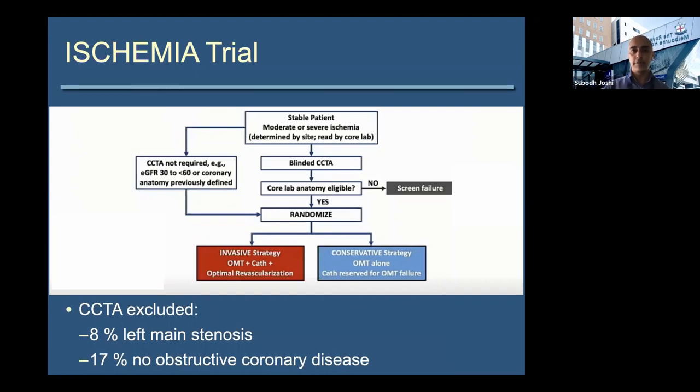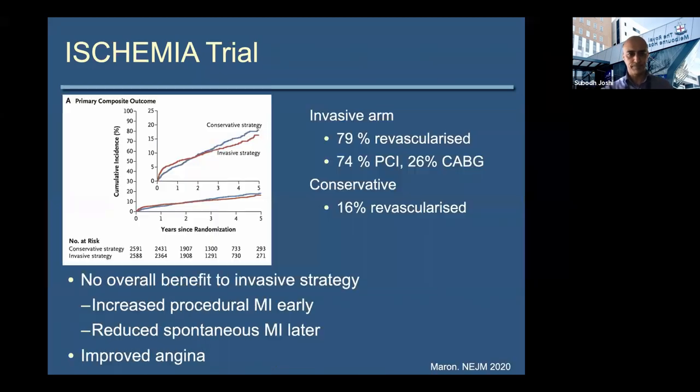And what the CT did was actually end up excluding 8% of patients who were found to have significant left main, but it also found 17% of patients with no obstructive coronary artery disease, despite having this moderate or severe ischemia on the stress test. They were also kicked out of the trial. So essentially, it enriched the trial population more with patients who you thought would actually benefit from revascularization. By the way, these numbers seem to vary a little bit depending on who you hear talk about it, but anyway, it's roughly that. It's a bit hard to work out from the raw numbers in the trial.